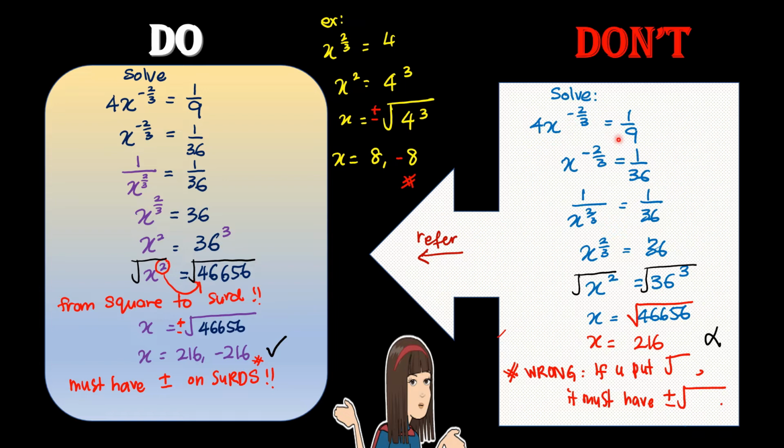What you shouldn't do here, okay, so here is fine. You put the square root but you forgot the plus minus. So the answer should be plus minus the square root.